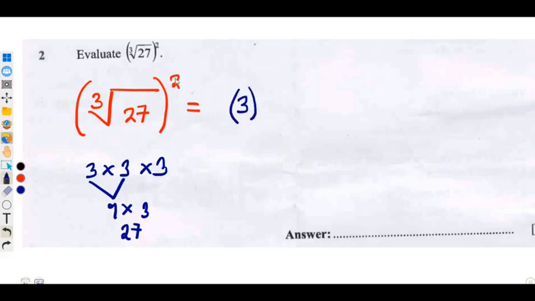Now remember, it has a power 2. So this will be power 2. So 3 power 2 means 3 times 3, which will give us a 9. So here, the answer is a 9. So we have answered our question 2. We now move on to our question 3.